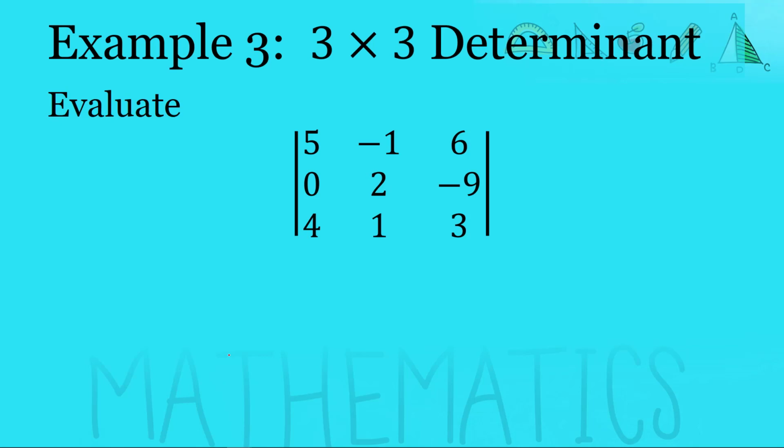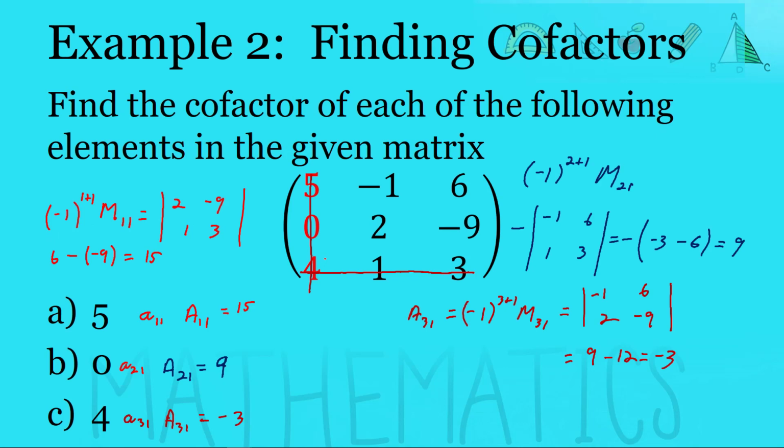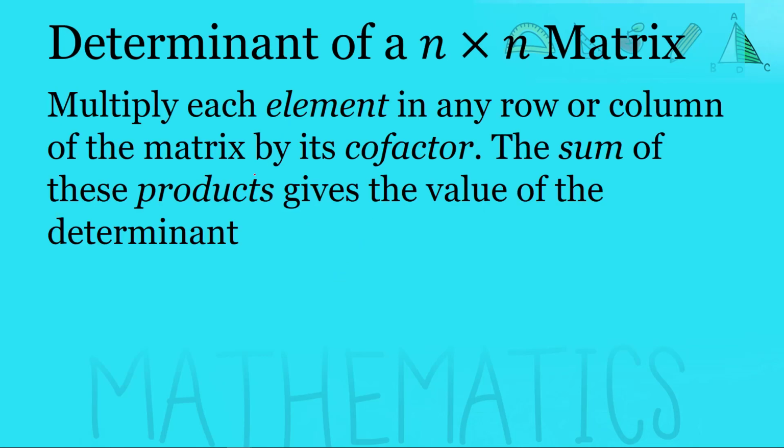In this example, we want to find the determinant of the exact same matrix that we used to determine what the cofactors were, which is kind of cool. We already know what the cofactors are. But before we do that, let's just come back to how we compute the determinant. Again, remember what we're going to do is multiply each element in any row or column of the matrix by its cofactor.